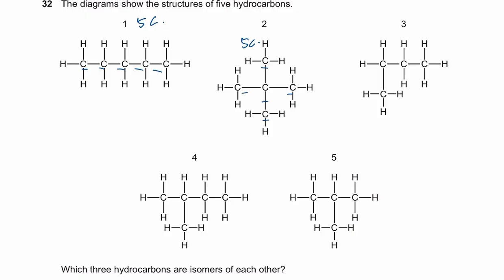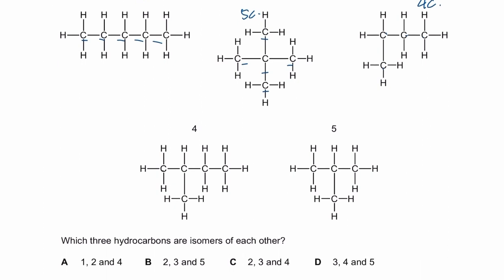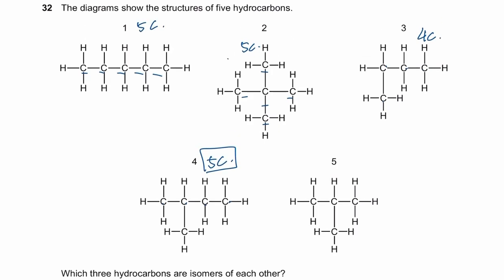If you check 3 out, you have 1 2 3 4, so here you have 4 carbons. So obviously 1 and 2 are isomers, but 1 and 2 are not isomers with 3, because first of all they aren't even meeting the first condition, which is that they should have the same molecular formula. If you check 4 out, 1 2 3 4 5, you again have 5 carbons, and automatically these 3 are isomers with each other, 1, 2 and 5.